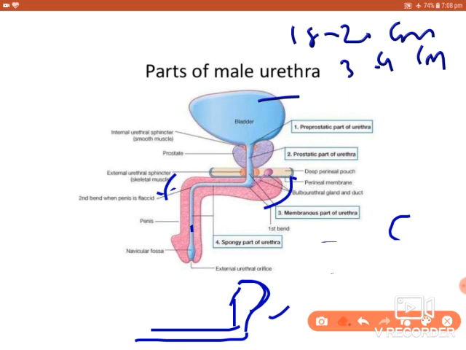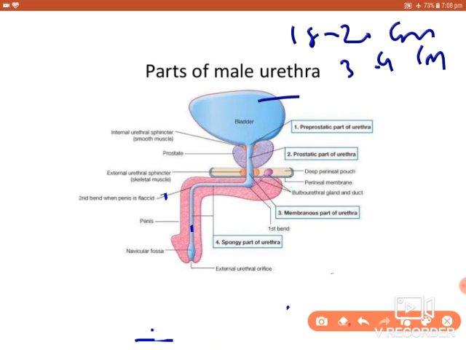Also it shows two dilatations in the spongy part. At the level of the bulb, this dilatation is the intrabulbar fossa. In the glans, this dilatation is the navicular fossa.